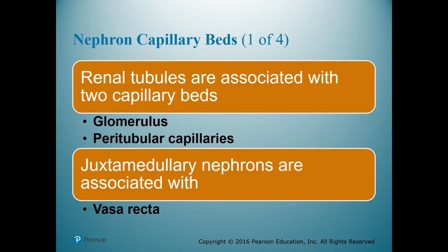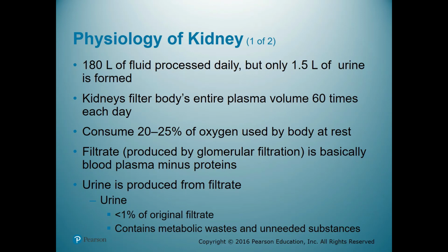Capillary beds exist around our renal tubules, and they are really important. This is where transfer of ions occurs. This is where filtration occurs. The physiology of the kidneys: roughly around 180 liters of fluid is processed daily. That's a lot of fluid that's processed. Of that 180 liters, 1.5 liters of urine is formed. The vast majority of that urine ends up being H2O.